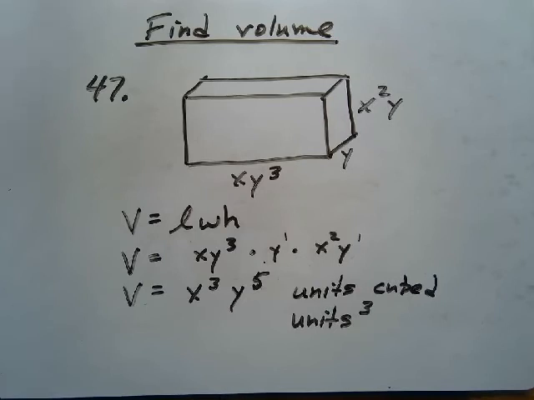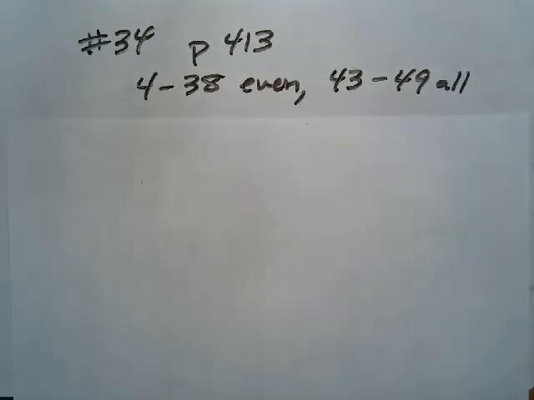All right, let's take a look at your assignment for tonight. Again, it's in your book, page 413. It's assignment number 34. This is from section 8-1, the second part. I'd like you to do 4 through 38 tonight, the even ones, and 43 to 49 all. Those are some of those geometry problems. We did a couple of them together.